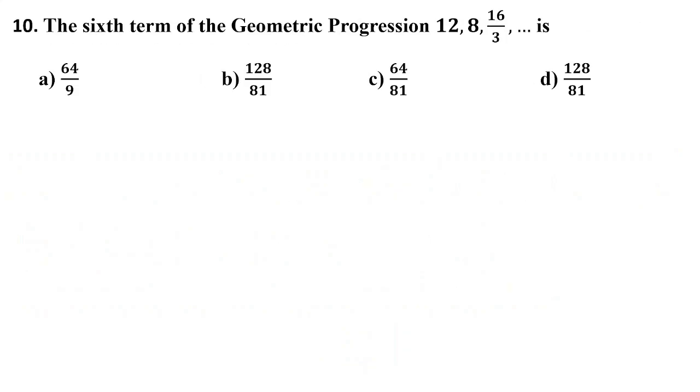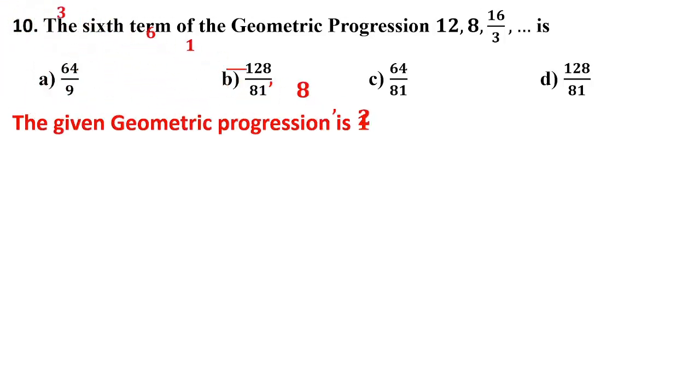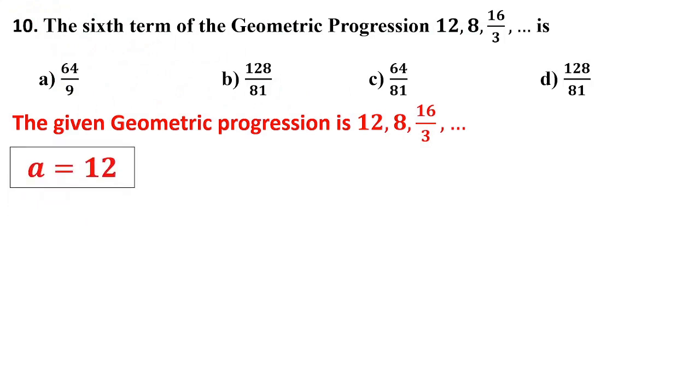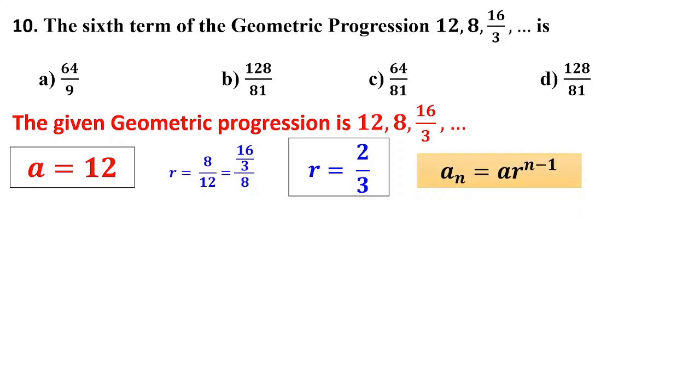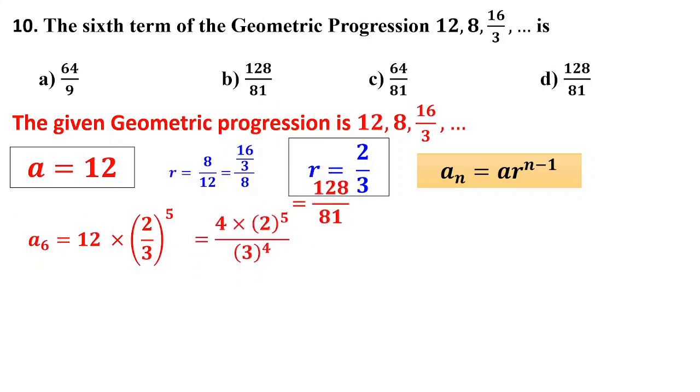Question number 10. We have to find the sixth term of the geometric progression 12, 8, 16 by 3 and so on. For that, we have to get the value of A. A is 12. We have to get the value of R. It is second term by first term, the same as third term by second term. Therefore, it is 2 by 3. Then we have to find the sixth term. The nth term formula is A into R power n minus 1, 12 into 2 by 3 whole power 5, and doing the calculations, it is coming as 128 by 81.